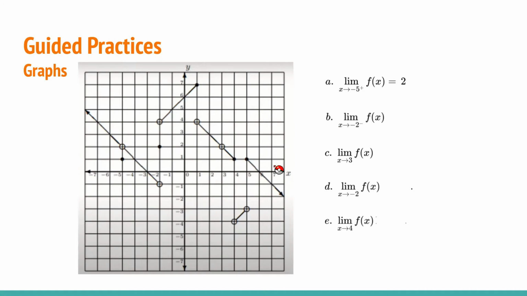Next, for the limit of f of x as x approaches -2 from the left. So -2. Where is -2? -2 is around here. And the line or the graph that touches -2 is this.